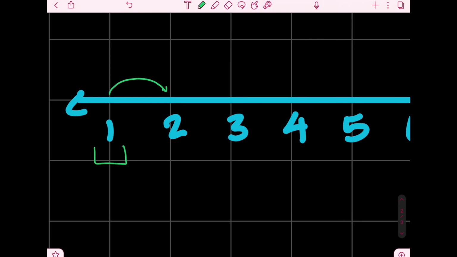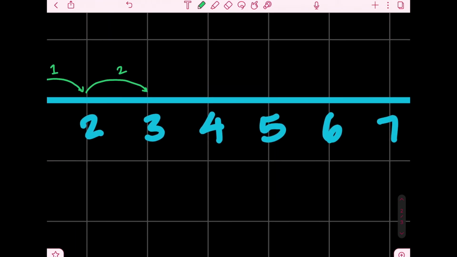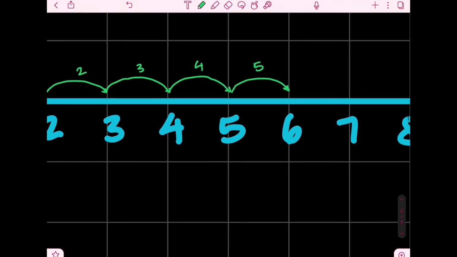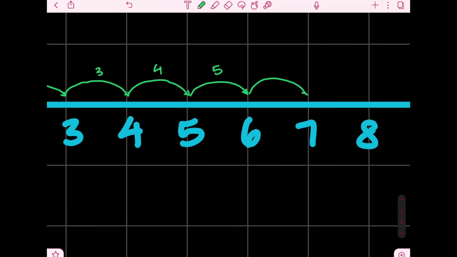1, 2, second box. This is our third box, fourth box, fifth box, and our sixth box.